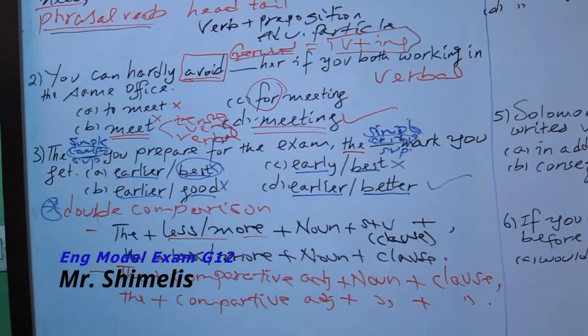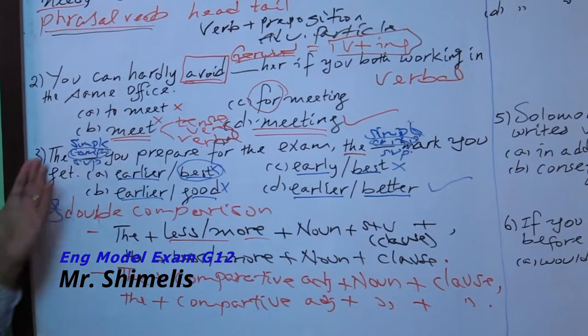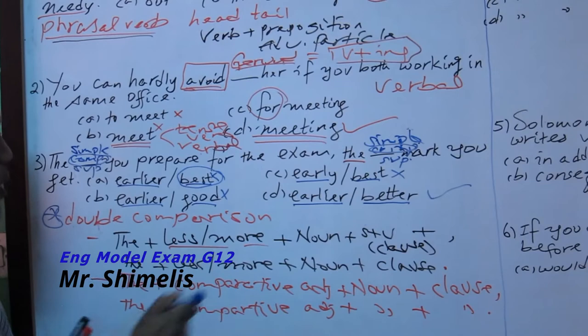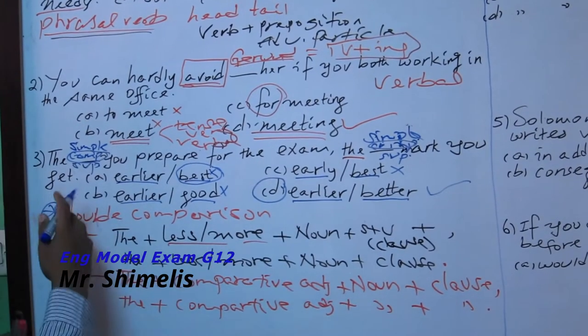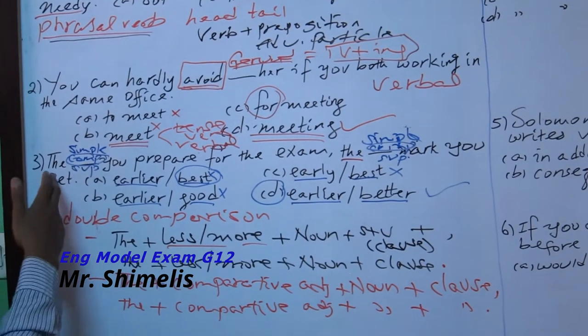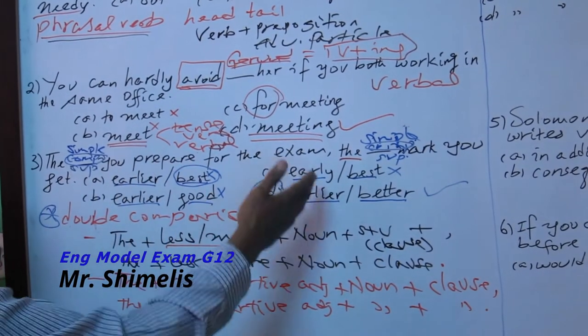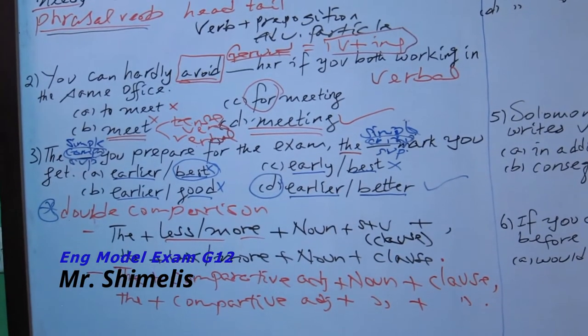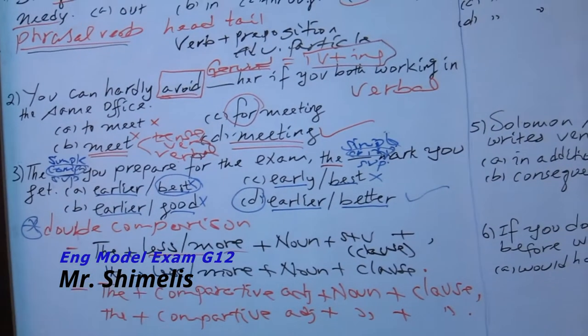So it is equivalent structure. In both cases, we use equivalent structure. So the answer is D. When you read out the whole sentence, it reads like this: The earlier you prepare for the exam, the better mark you get. That's how we do this question.